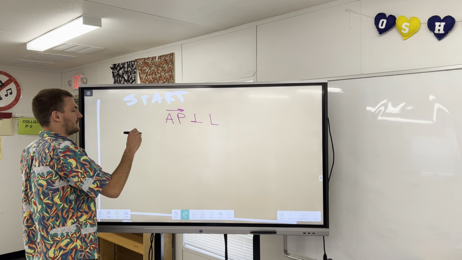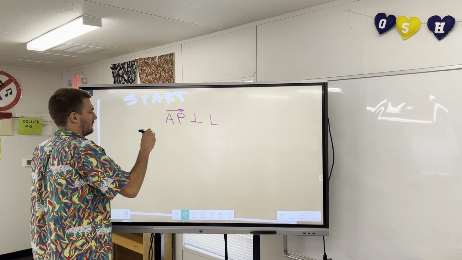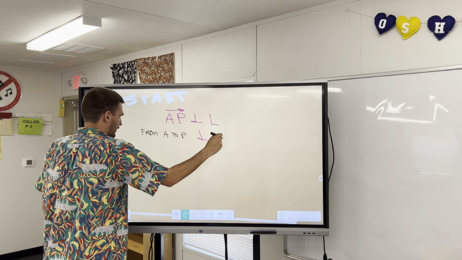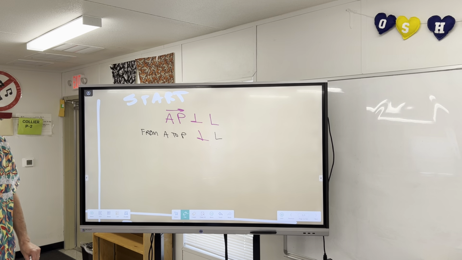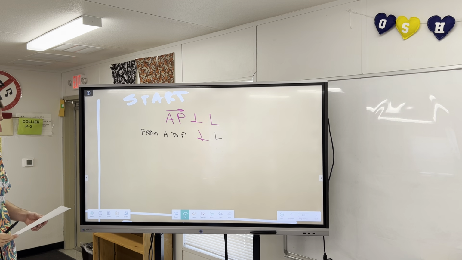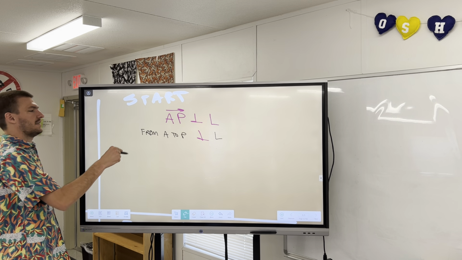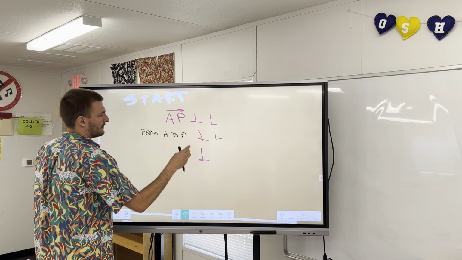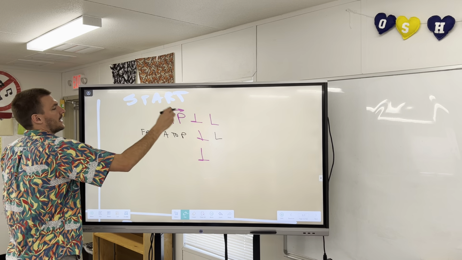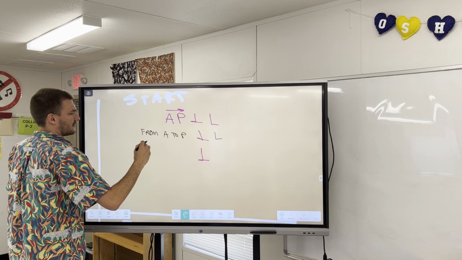That means that from A to P is perpendicular to line L. Again, that's more or less writing the same thing twice. Maybe you don't need to write that down, but just to make it super clear. And so I'm going to leave this perpendicular symbol here, almost like my equal sign. Let's work on the left side first.